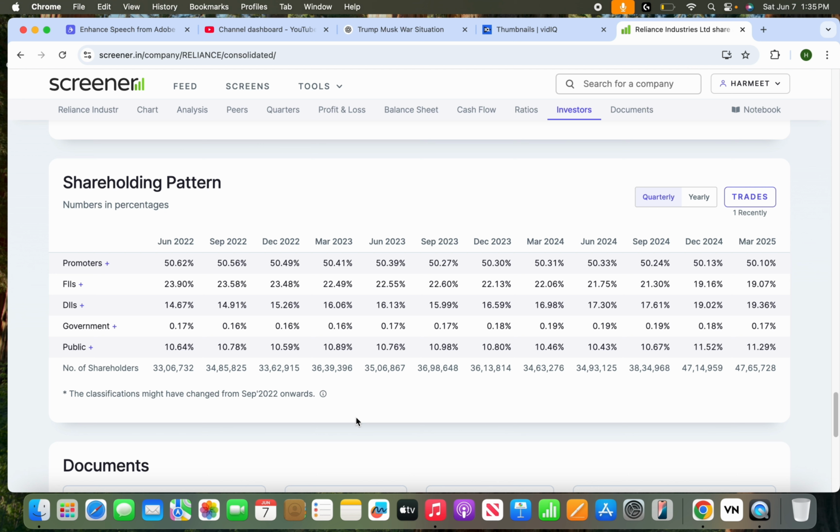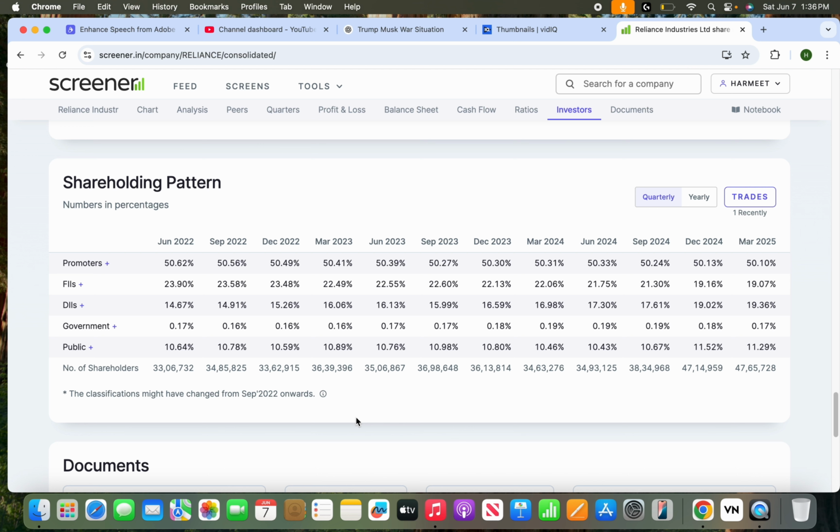Second one is FII, which means foreign institutional investors, and DII, which means domestic institutional investors. These are smart money investors. An increasing trend here can indicate confidence in the company. And let's move on to the public holding. The percentage of shares held by retail investors like us. Look for any significant changes in the shareholding pattern, as this can sometimes signal important developments.